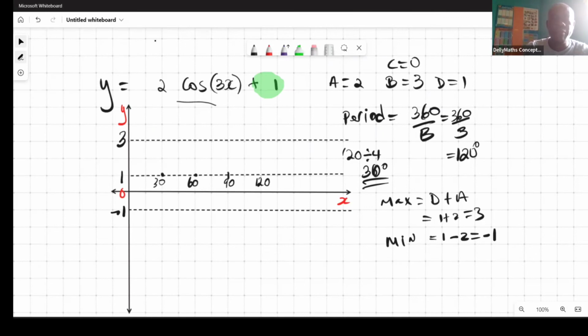So I will be starting here at max, come down through the x-axis, and then I'm going to be at minimum at 60, going up across the x-axis at 90, and then a maximum back at 120. So that's going to be what my graph is going to be like. Let's go.